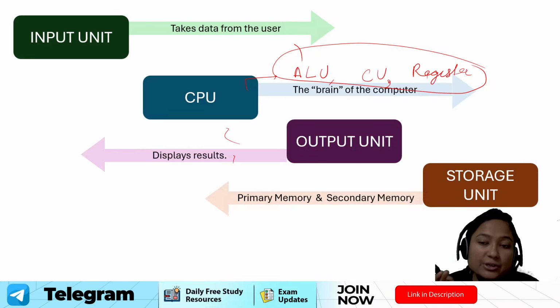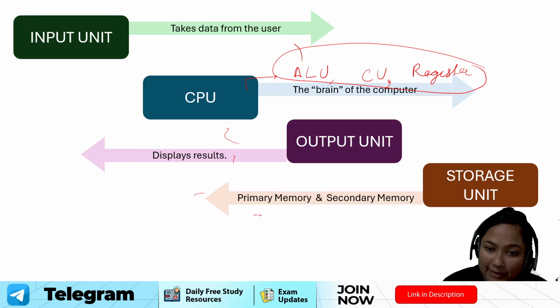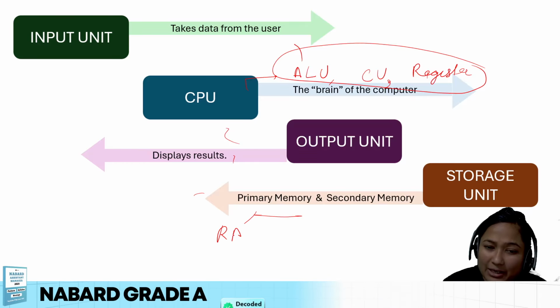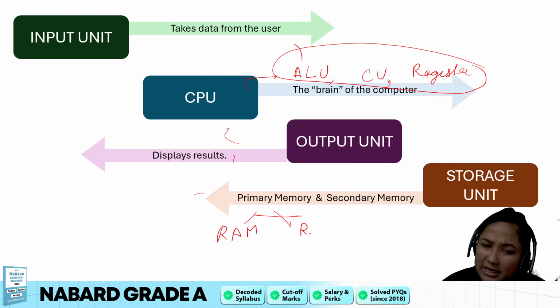Now the storage unit is responsible for storing. Whatever result is obtained, do you want to keep it temporarily in the primary unit? In the primary unit we have RAM and we have ROM. In detail we will discuss it, again a very important topic, and we will discuss it in detail.